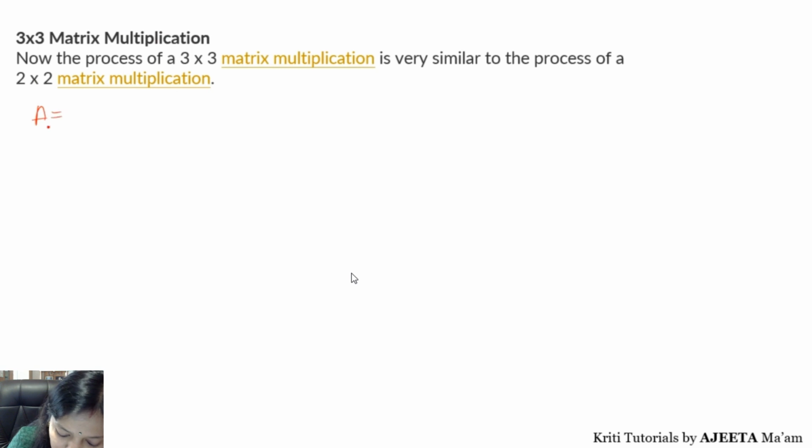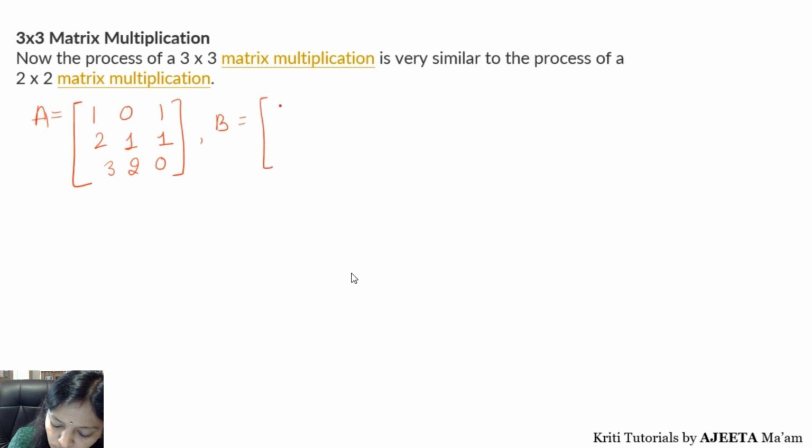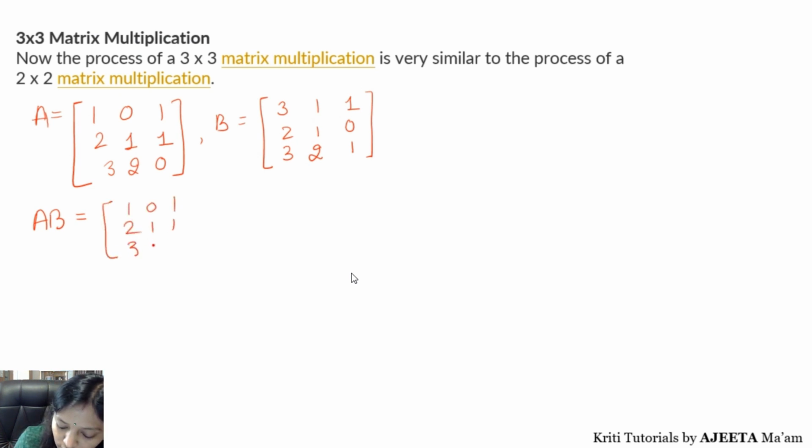Now let's do it. So let's take A matrix as, let's take it in a simple way, 1 0 1, 2 1 1, 3 2 0. And let's take B matrix. Let's take this. Okay. Now we have to multiply these two matrices. So let's find AB. So AB means first you consider A and then you consider B. Let's write the two matrices beside each other in the order that's needed.